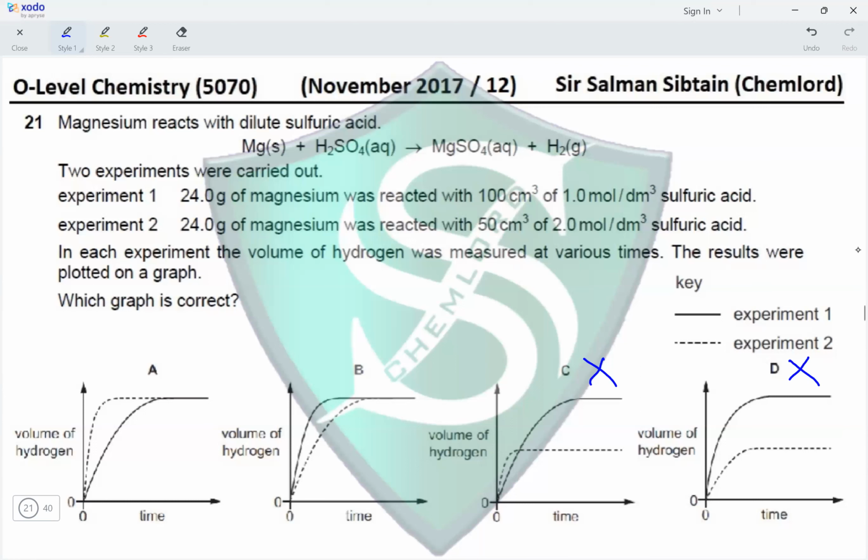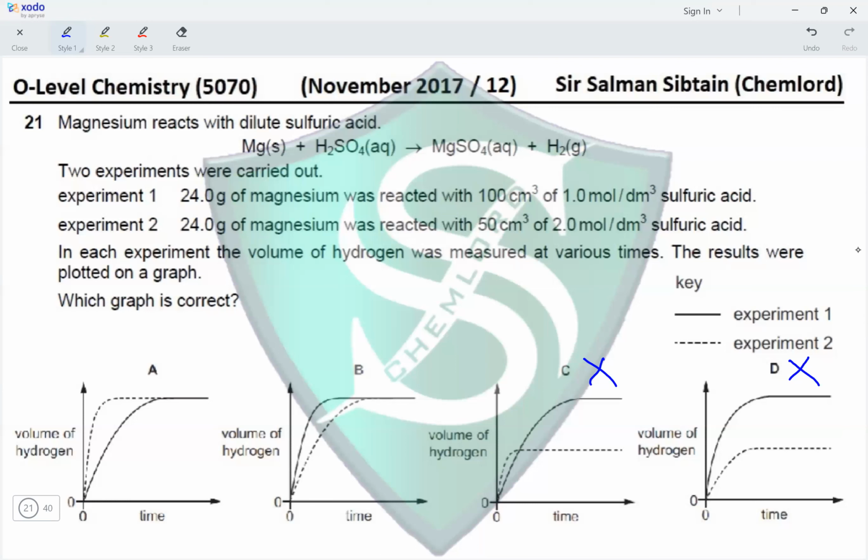Now, options A and B have experiment 2 positioned differently. In A, the dotted line representing experiment 2 shows that the reaction is taking place more quickly and the hydrogen gas is being produced in a lesser time, but the total volume of hydrogen gas remains the same. In B, the dotted line is below the solid line, showing that the reaction is taking place relatively more slowly than experiment 1, and it takes a longer time for hydrogen gas to be produced.